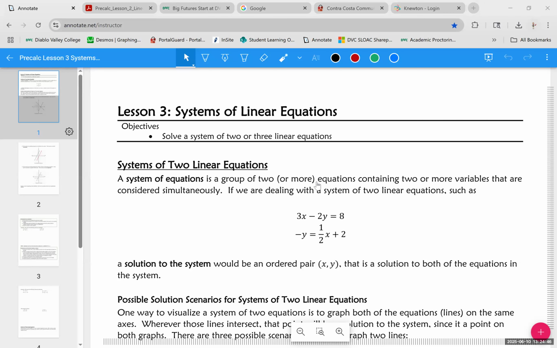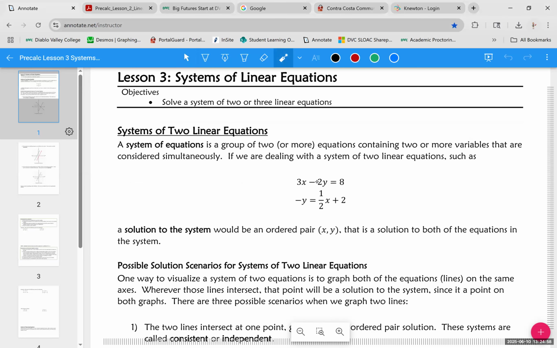Welcome to Lesson 3, Systems of Linear Equations. And what we're going to do in this lesson is basically look at solving 2 or 3 linear equations at the same time. And that's what's called a system. So you can see, I have a definition here.